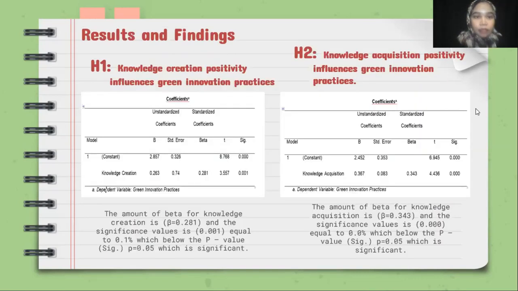Next, these are the results and findings. As you can see, for hypothesis 1, knowledge creation positively influences green innovation practices. The beta for knowledge creation is 0.281, and the significance value is 0.001, equal to 0.1%, which is below the p-value, so it is considered significant. Next, knowledge acquisition influences green innovation practices. The beta for knowledge acquisition is 0.343, and the significance value is 0.000, equal to 0.0%, which is also considered significant.